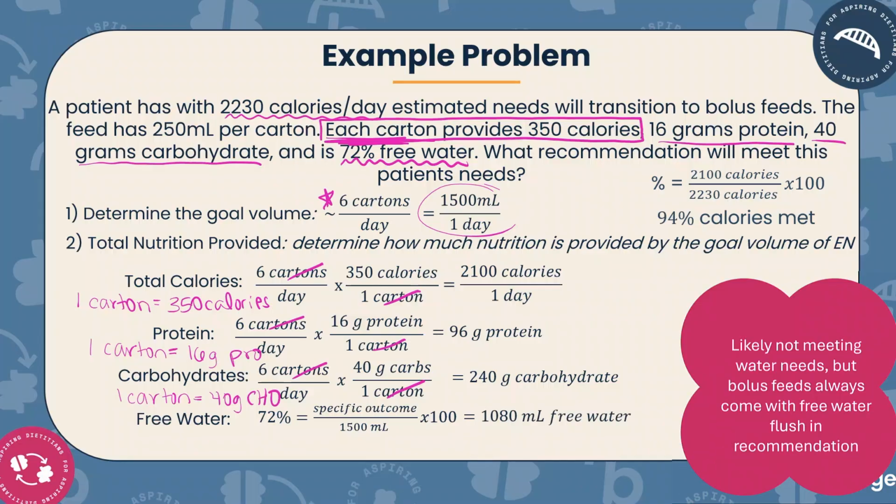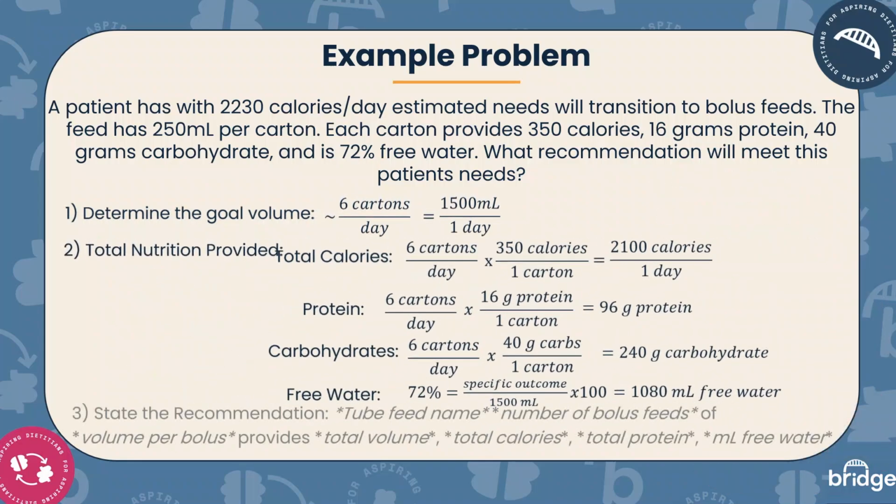Again, this is likely not meeting water needs. If this patient is taking in 2,100 calories a day, then they probably need 2,100 milliliters. But for bolus feeds, we always have some kind of free water flush. Even for continuous feeds, free water flushes are really common. And we'll talk more about how to meet the additional water needs when we get to Module 4.